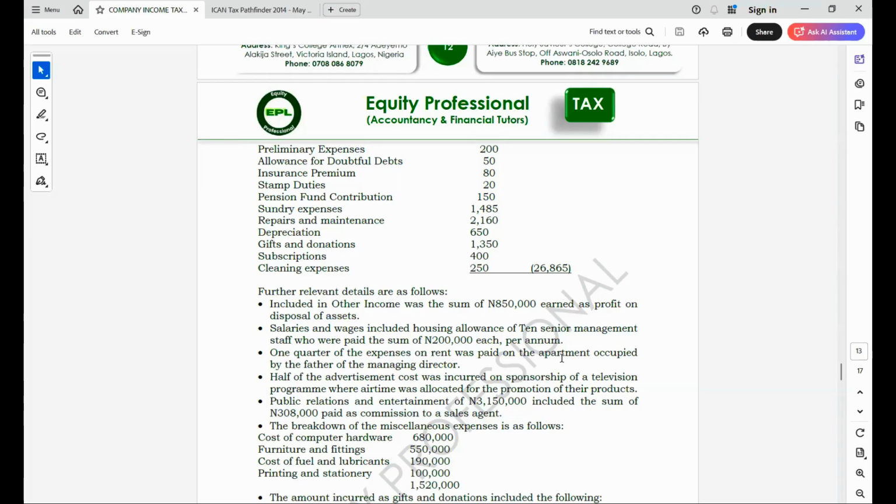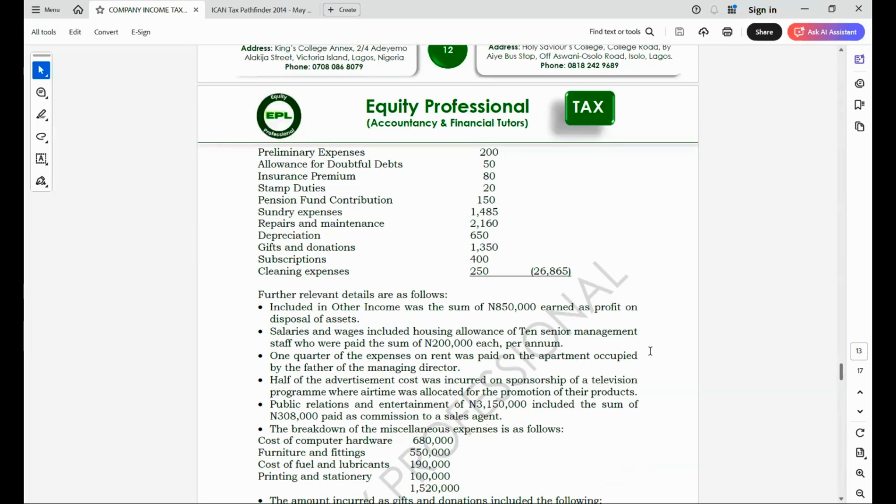So the examiner also put this there to confuse you. Then the breakdown of miscellaneous expenses included the following. So we have a cost of computer hardware. Which form of asset is computer hardware? Is it a non-current asset or a current asset? It is a non-current asset.